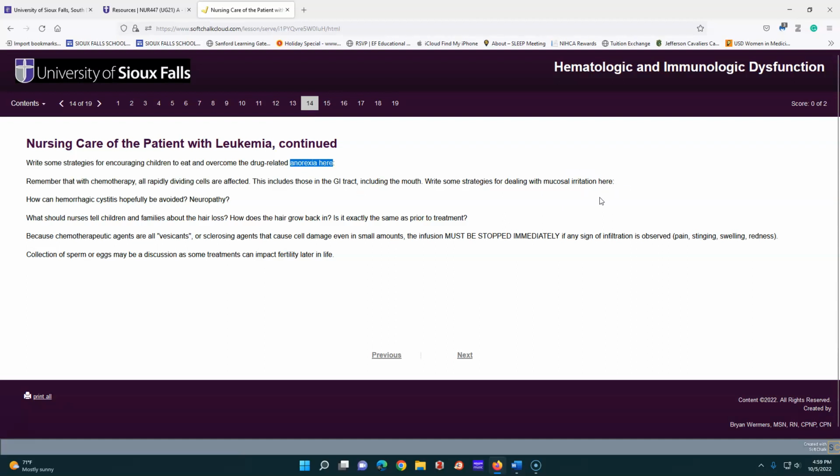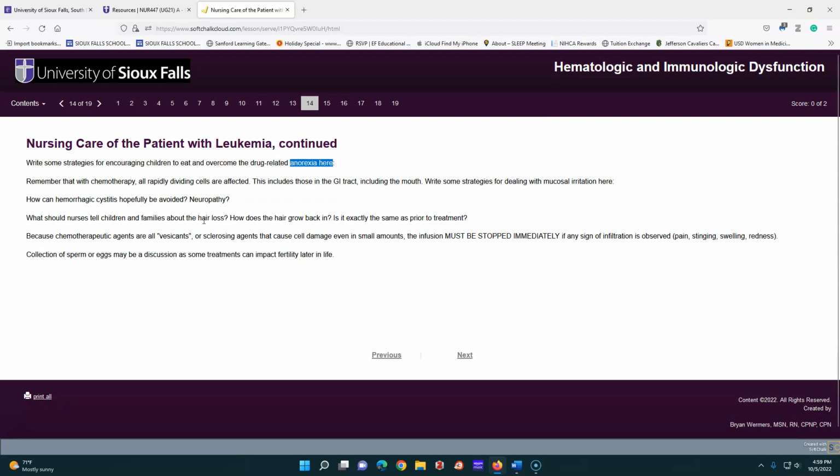For mucosal irritation, often we'll give something called magic mouthwash, and that is things like Benadryl, lidocaine, Carafate. So every hospital's got its own little different recipes for this. But what you're trying to do is coat that mouth and then numb things up a little bit so it doesn't bother them so bad.